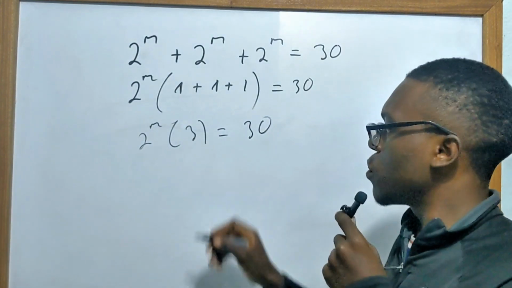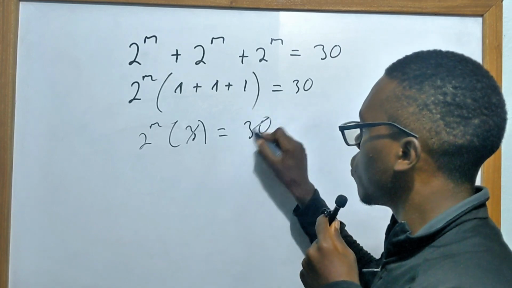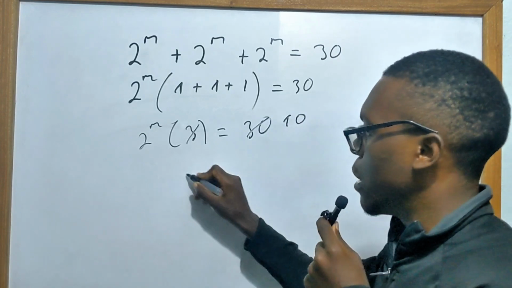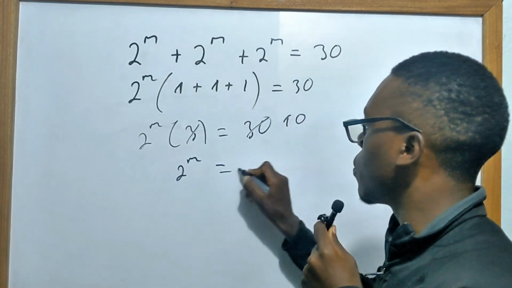Okay, at this point we divide all through by 3. So I have what? A 10 here. Hence you have 2 to the m is equal to 10.